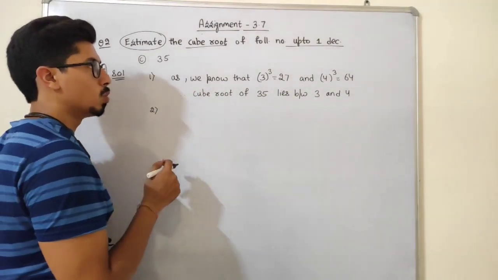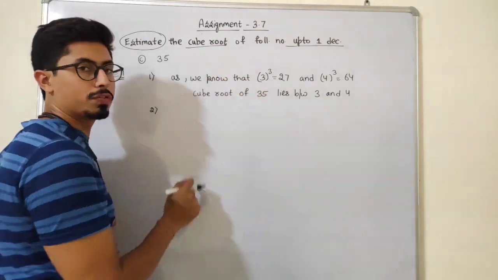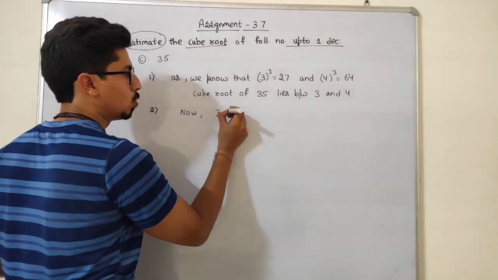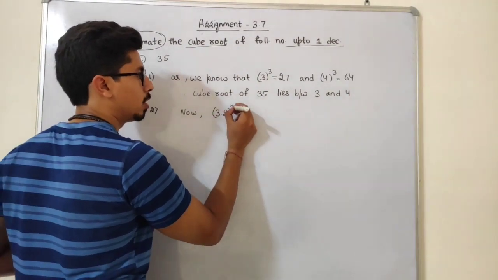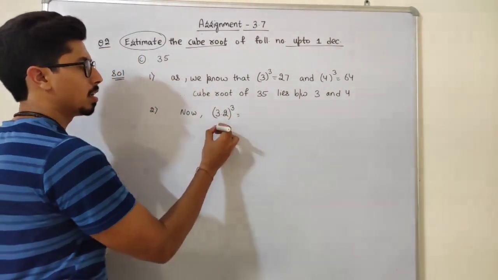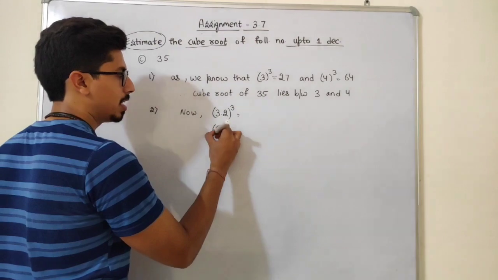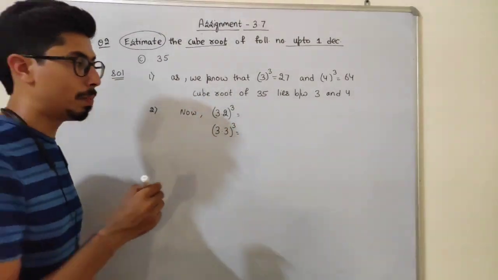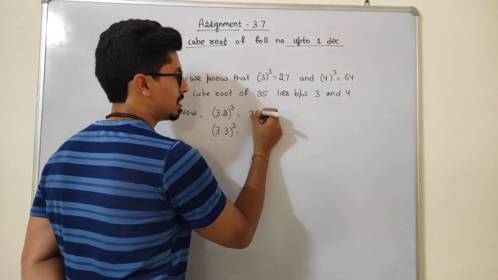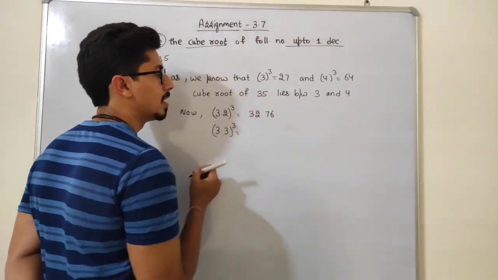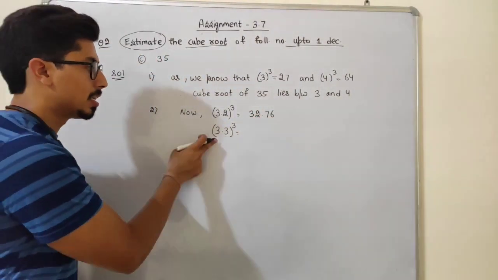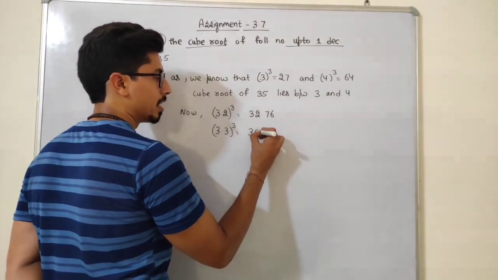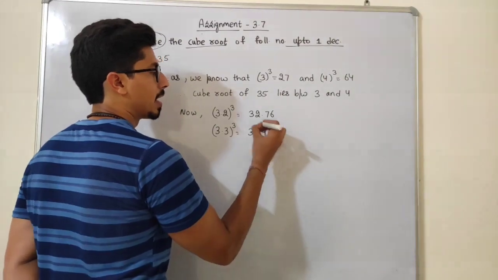So now I'm going to take the decimal portion of 3. If I take 3.2 cube and, say, 3.3 cube: 3.2 cube will be 32.76, and 3.3 cube will be 35.93, students.